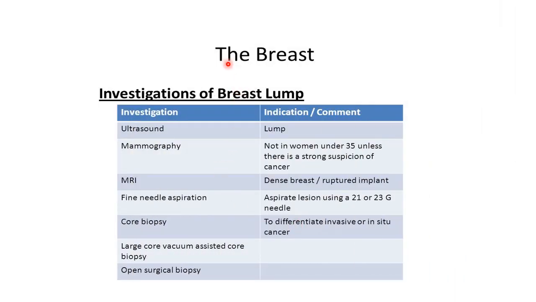Okay. Now the investigations of the breast, a number of them. The first one is ultrasound, followed by mammography, and the third one is fine needle aspiration. These are the three important investigations that must be done in all patients with a breast complaint. Less commonly done is MRI, which is usually done in very dense breast or ruptured breast implants. Core biopsy to differentiate invasive or in situ cancer. Nowadays, large core vacuum assisted core biopsy can be done. And lastly, open surgical biopsy or excision biopsy may at times be needed in some patients.